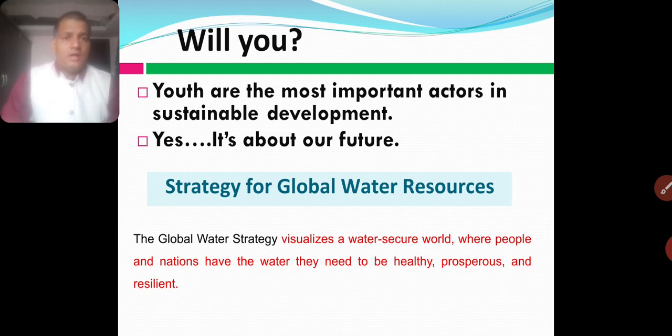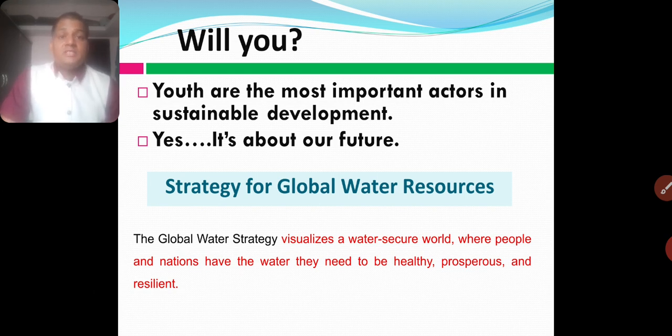So after that, the strategy for global water resources. What are the strategies as per the topic? So the topic we are just coming to is the strategy for the global water resource. The global water resource strategy visualizes a water secure world. This is very important, and I think everybody agrees with this. The world should be water secured. If it is not secured, we can face problems.